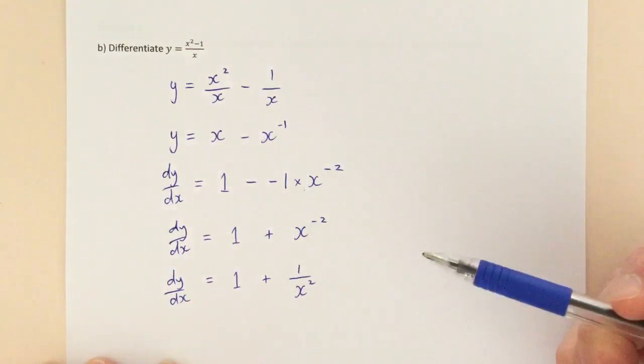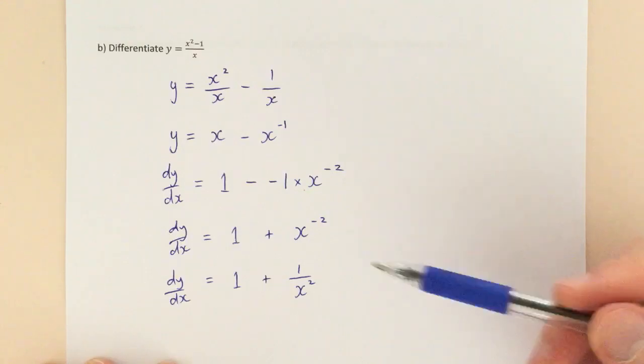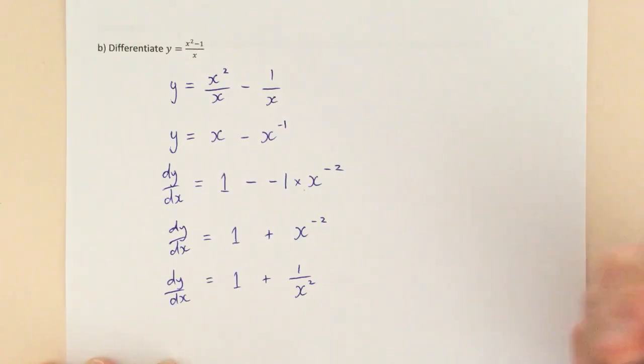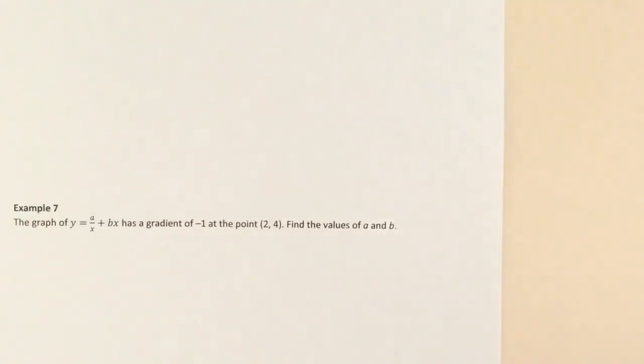So again, key point: whenever you've got some x's on the bottom and you want to differentiate that expression, it's typically a good idea to get those x's up to the top so you can see the power, make it a negative power, and then apply your differentiation rule. All right, let's have a look at a couple where the powers are fractions.